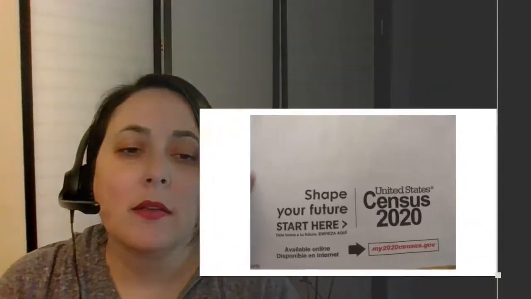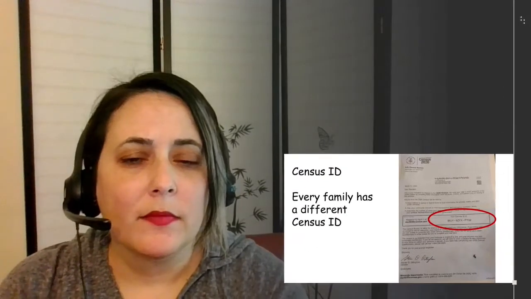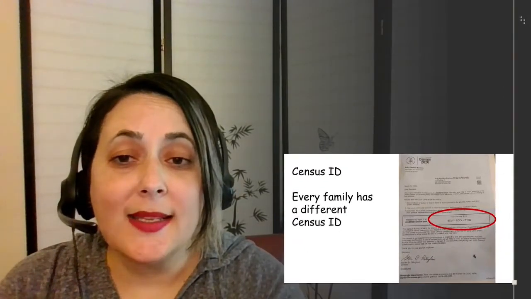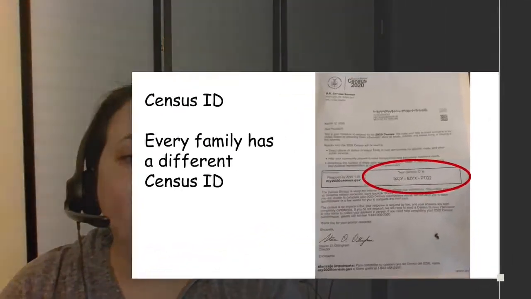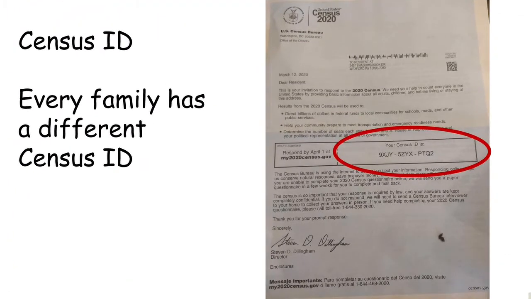On the back, you can see you can answer the census online at my2020census.gov. You see the website there. There is a census ID inside the envelope. Let me show you the letter. If you got a letter in the mail, it will have a census ID. Every family has a different census ID.